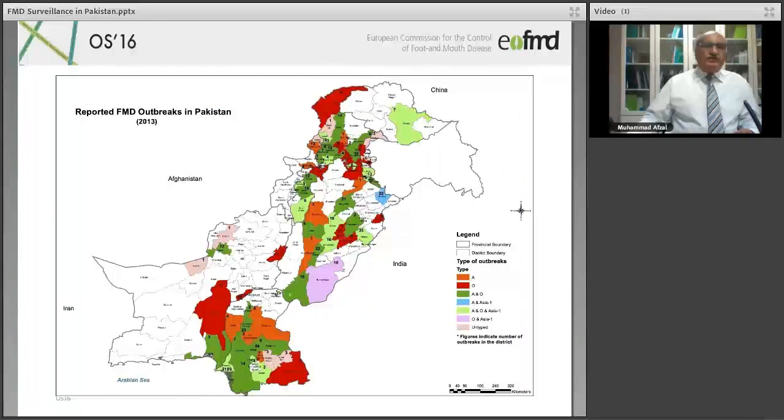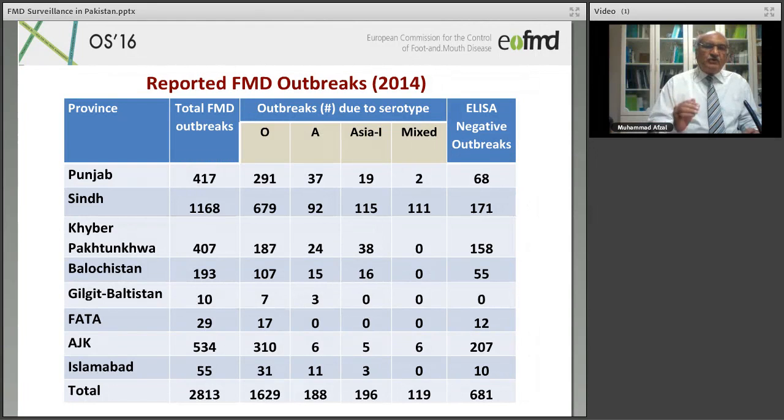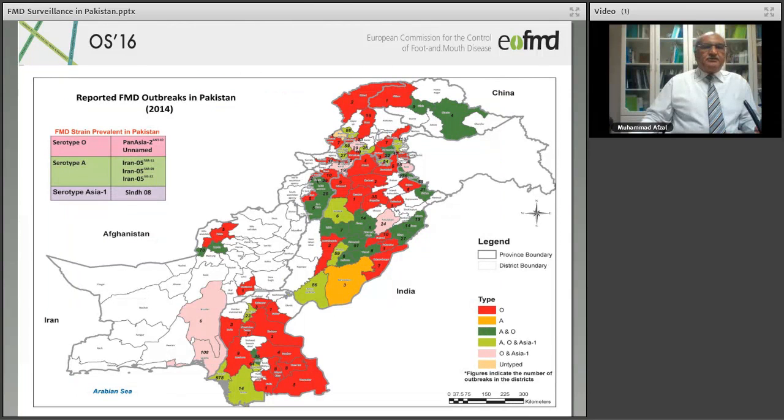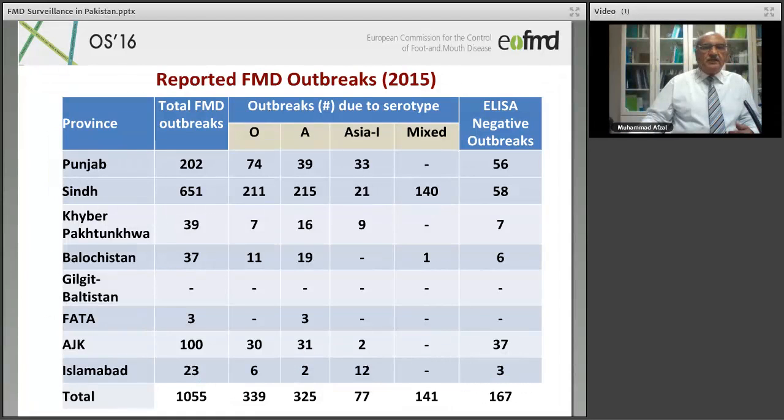But next year, this was again the spatial distribution of FMD outbreaks during 2012, 2013, and during 2014. The situation was almost the same, with more than 2,800 outbreaks handled by the field veterinary staff. But this time, most of the outbreaks occurred due to O serotype. And this is the spatial distribution of FMD outbreaks during 2014. You can see that wherever there is a population of cattle and buffaloes in Pakistan, there was an outbreak of FMD reported and handled by the field veterinarians.